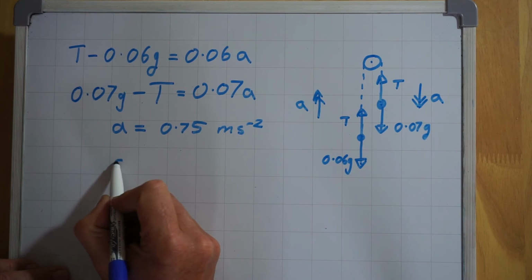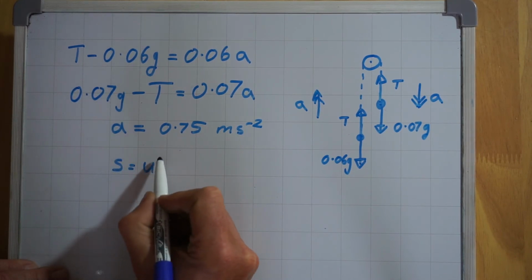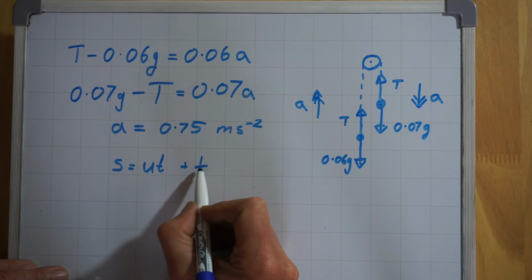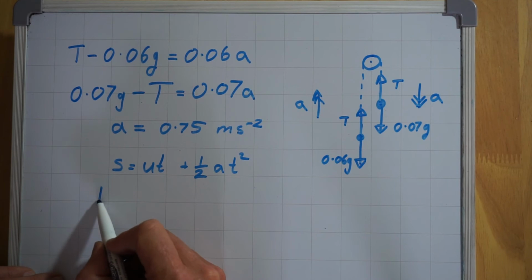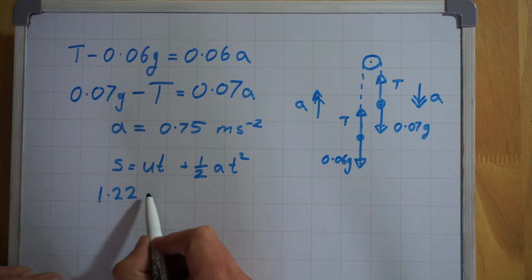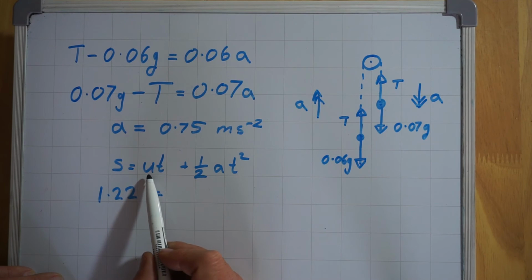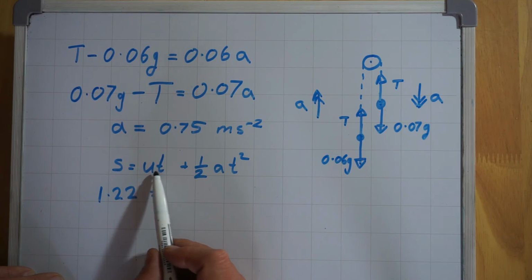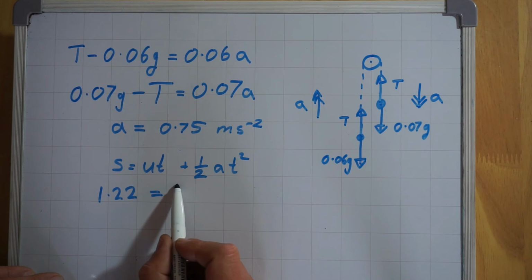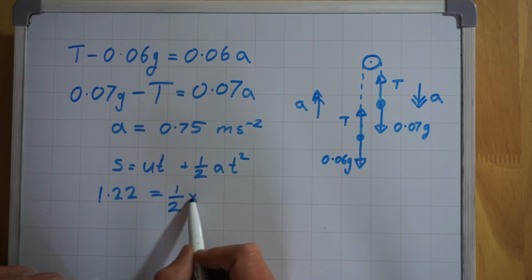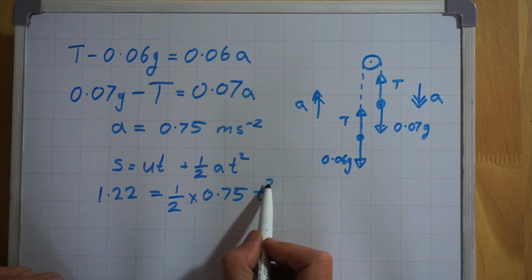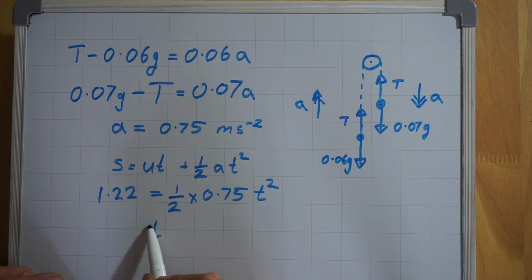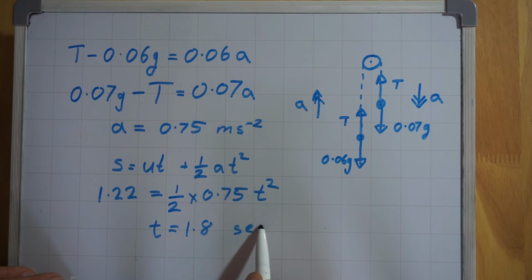Now we can use the equation s equals ut plus a half a t squared. s will be the measured distance, 1.22. As the particles are released from rest, u will be 0, so this whole term will be 0, and that will be equal to a half times 0.75 t squared. Solving this equation gives the time as 1.8 seconds.